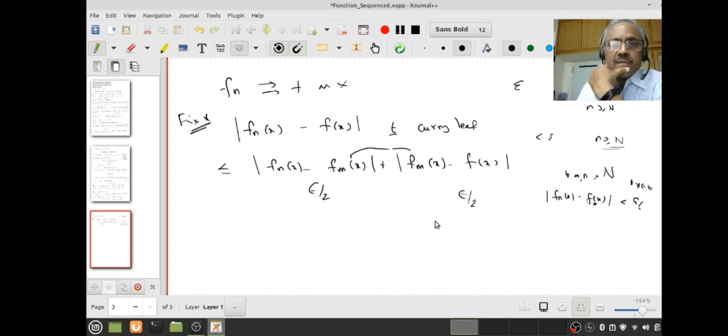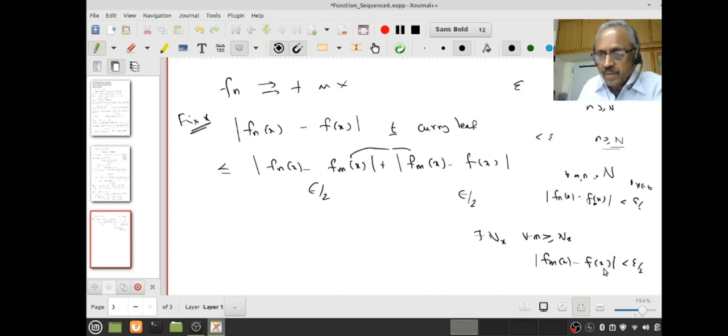How do I make this less than epsilon by 2? Remember, my fm x converges to fx pointwise. So I have fixed an x. You understand? Therefore, there exists an nx, so that if m is greater than or equal to nx, mod fm x minus f of x is less than epsilon by 2. Do you understand that? Right?